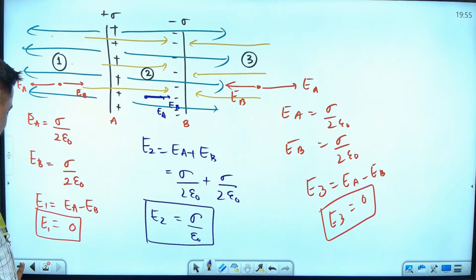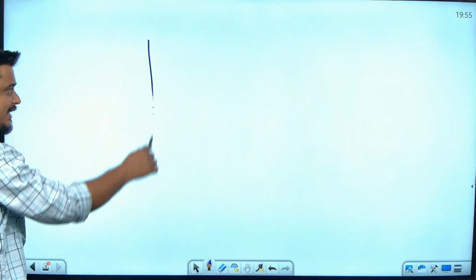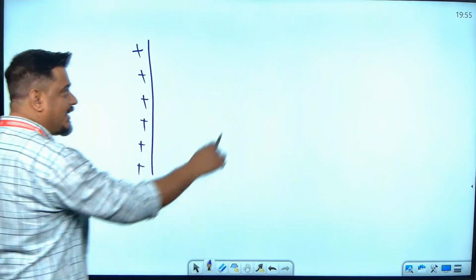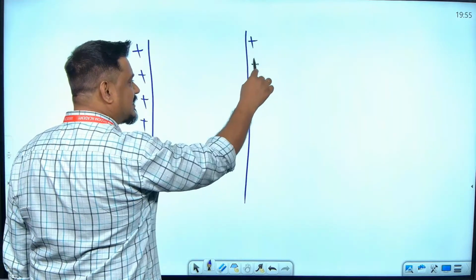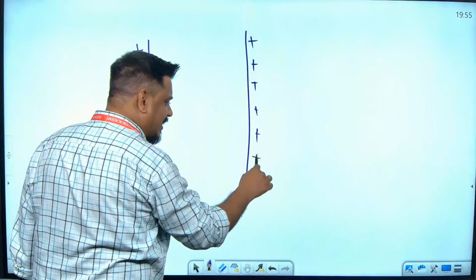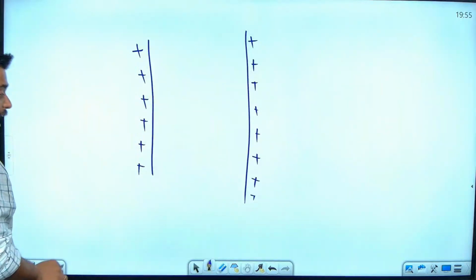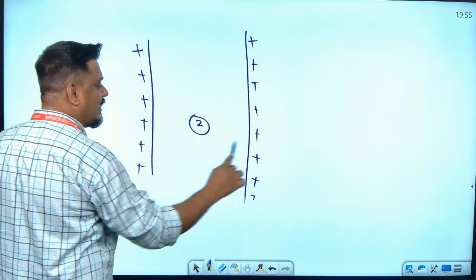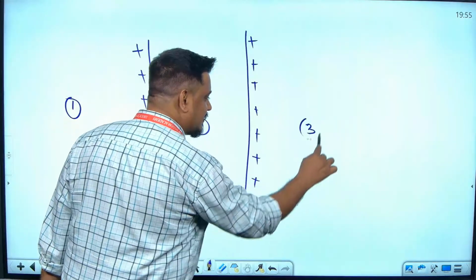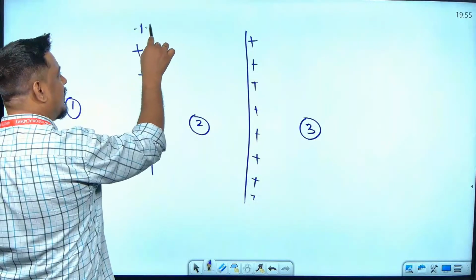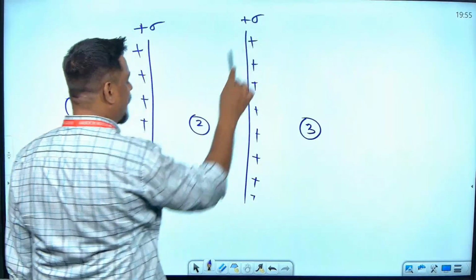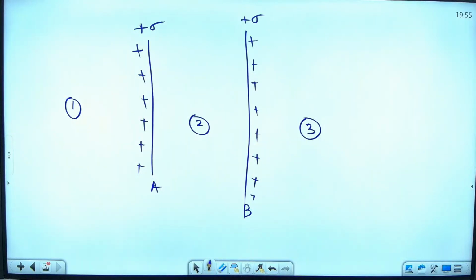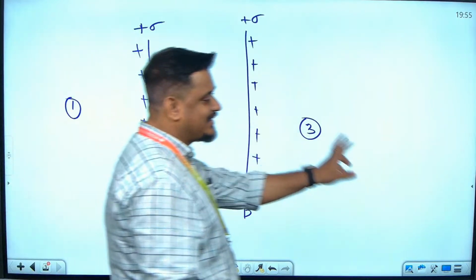Now what I want you to do, take a positively charged plate, take another plate, same positively charged plate, and find and tell me what is the electric field here, here, and here. This is plus sigma, this is also plus sigma, plate A and plate B. Find the electric field at 1, 2 and 3. Make it fast.